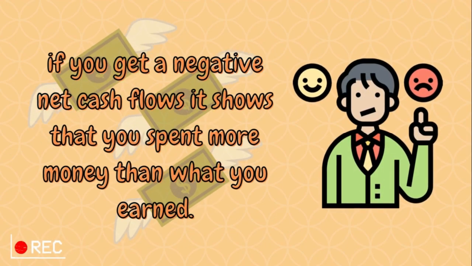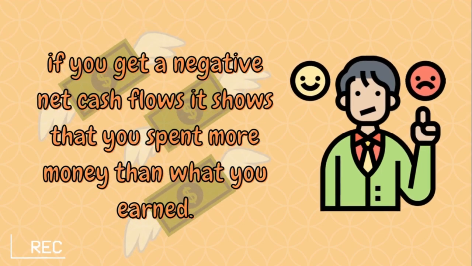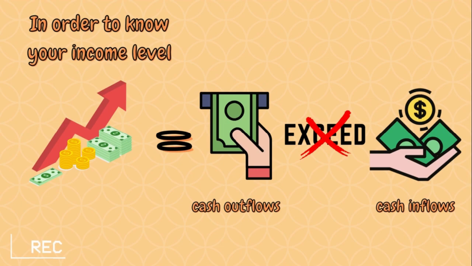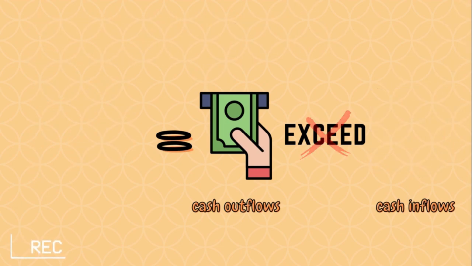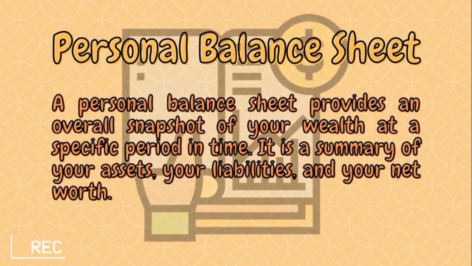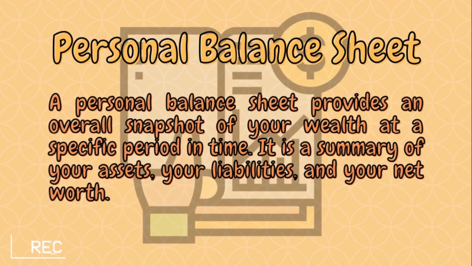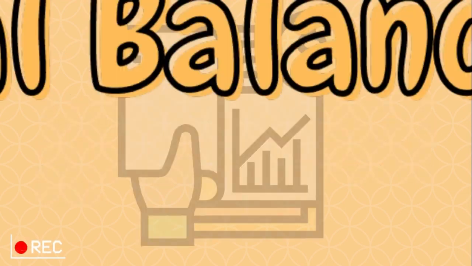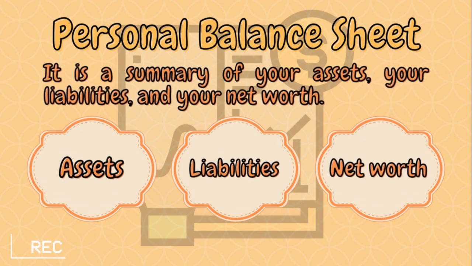In order to know your income level, you have to make sure that your cash outflow does not exceed your cash inflow. This is because the more you spend in excess of your income, the more likely you are to incur a loss. A personal balance sheet provides an overall snapshot of our wealth at a specific period in time. It is a summary of your assets, your liabilities, and your net worth.